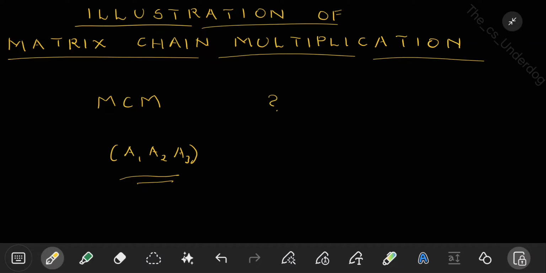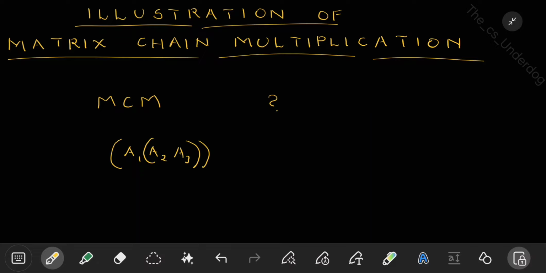What did we learn about scalar multiplications? Depending on the way you parenthesize, that is whether you do A1, A2 and then multiply it with A3, or you do A2, A3 and then multiply A1 with the result of A2, A3, the number of scalar multiplications that are done as part of this chain matrix multiplication will differ.